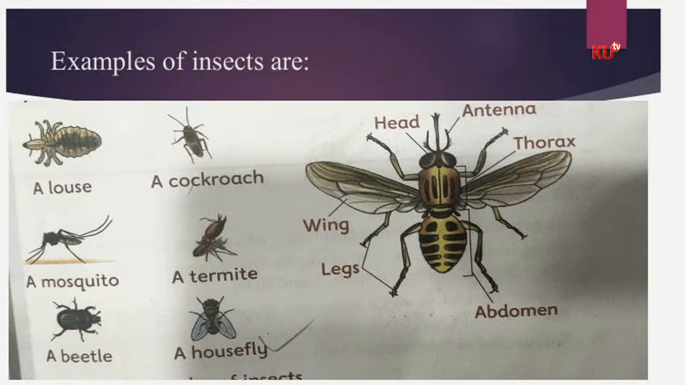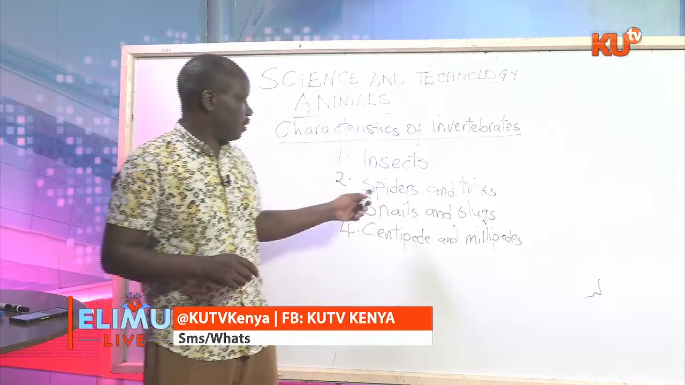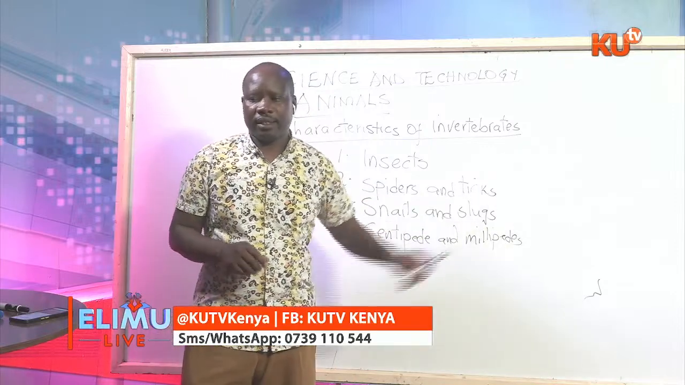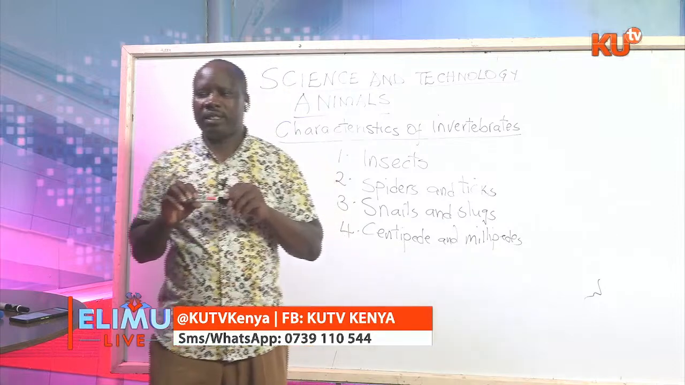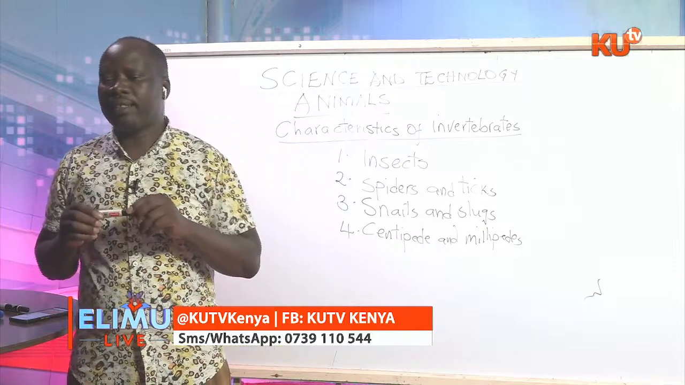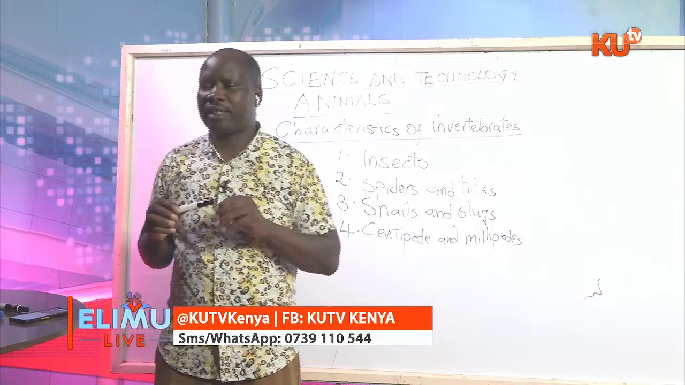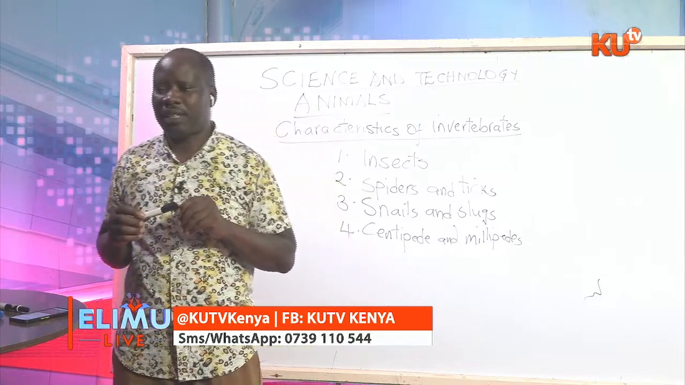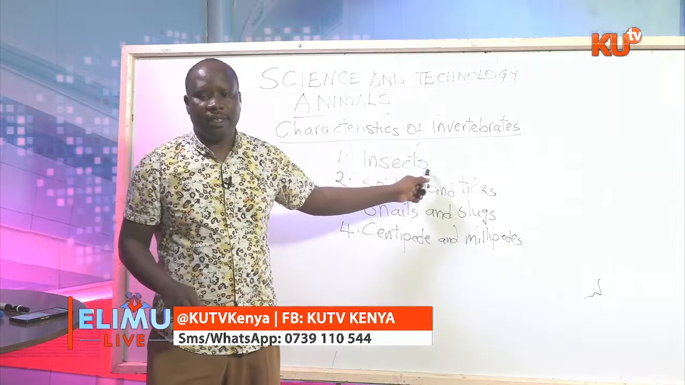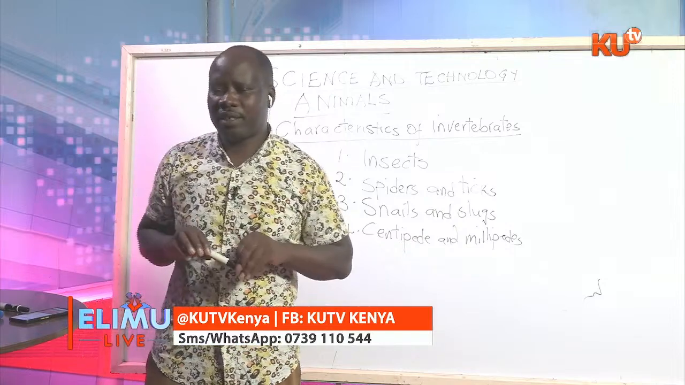After that, let's move to the second group of invertebrates. Our second group is formed of the spiders and the ticks. Now, what are the characteristics of spiders and ticks? Let's look at them and try to differentiate the features between the insects and the spiders. We look at the same features.